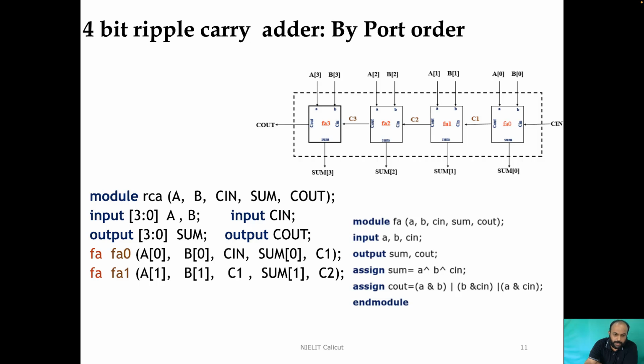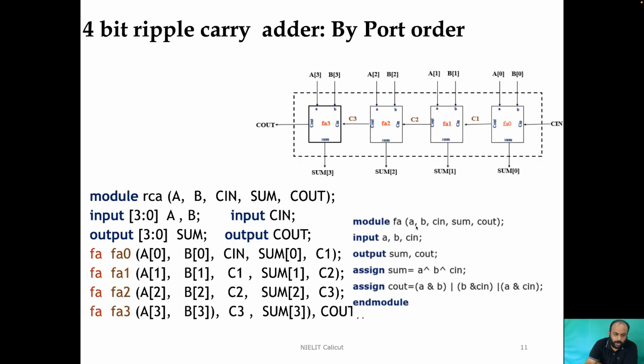Okay, so repeat it thrice more for all the instances FA1, FA2, FA3. Replace these ports with the corresponding connections. For example, while you are instantiating the second instance FA1, A of FA1 is getting connected to A of 1. B of FA1 should be getting connected to B of 1. C in of FA1 should get connected to C1. Sum of FA1 should get connected to sum of 1. C out of FA1 should get connected to C2. So this is how we do it while we are trying to instantiate a module by port order or by port position. Okay.